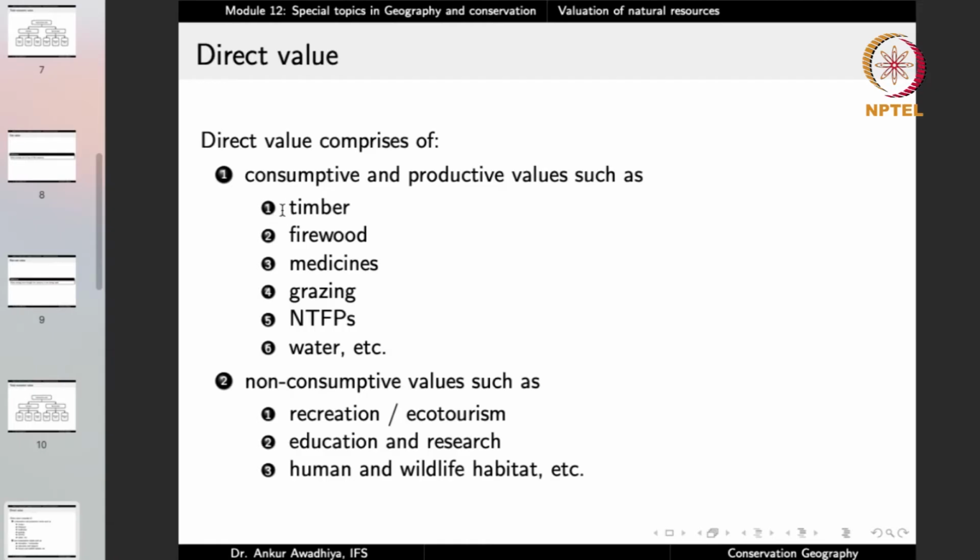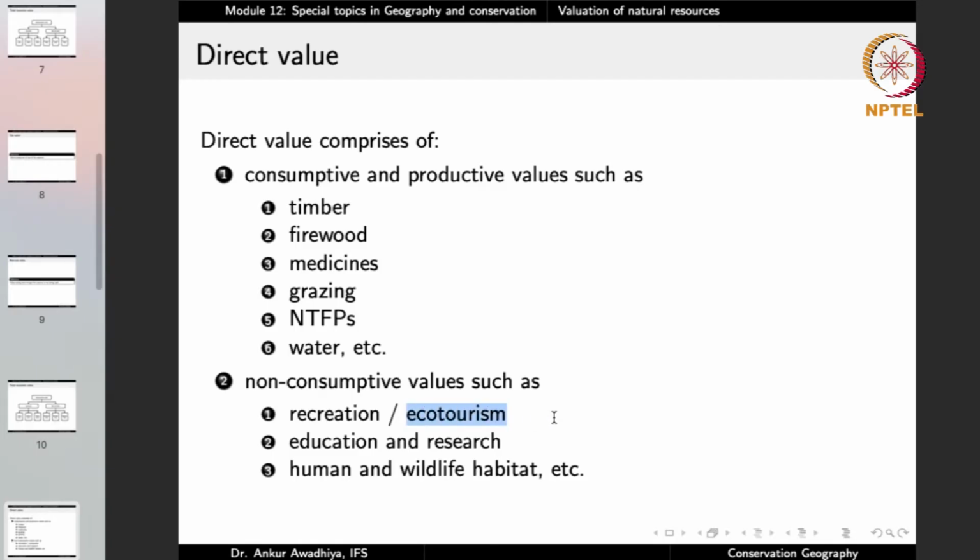That is, we include things which are being used in a consumptive fashion. That is, if one person uses it, there is less available for others, such as timber, firewood, medicines, grazing, NTFPs, water and so on. And the non-consumptive values in which things are being used in a non-consumptive manner. That is, if one person uses it, it does not reduce the value for others, such as recreation or ecotourism.